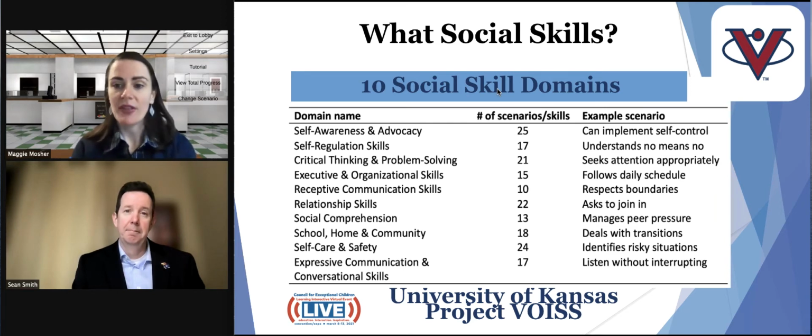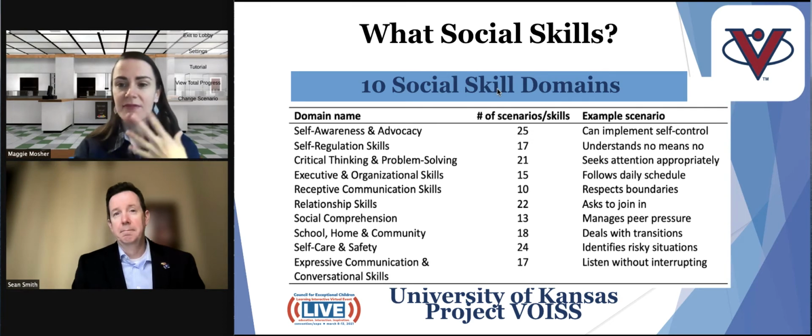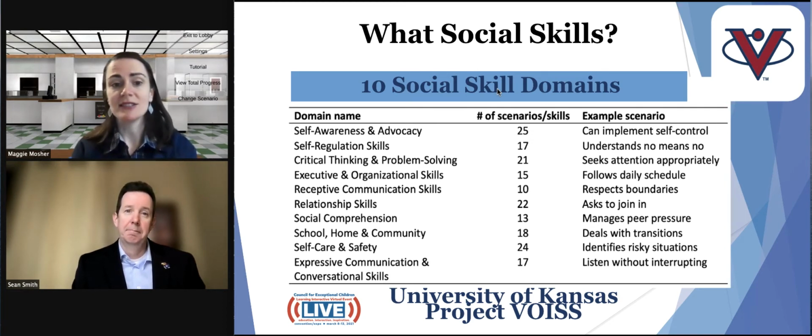Receptive communication had a lot to do with boundaries and personal space and what we used to call our bubble, and understanding body motions and movements and facial expressions. And then expressive communication and relationship skills and social comprehension all kind of fit in there as well, with a lot of asking to join in, a lot of sharing, managing some of that peer pressure.